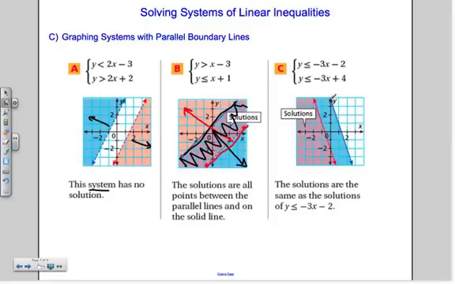And then there's yet another system type where if you have 2 parallel lines, one is shaded a certain way and the other one is shaded in the same direction. Your only solutions are where they overlap. So the one that's just blue is not part of your solution set, but all of this is. Cool? So in here, the solutions are the same as just this line, right? This system. Cool.